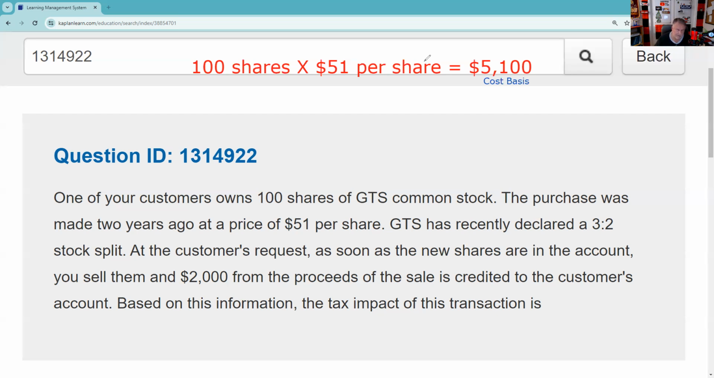And what you're hoping you have is more money in than out, right? So we should be looking for two things here: cost basis, when you turn the money into the investment, and sales proceeds, when you actually sell it. We don't know what's going on, but the first thing we do as a test taker is get my cost basis 2 years ago. It's going to be long-term, whatever it is, because it was 2 years ago. GTS has recently declared a 3-for-2 stock split. So now what we need to do is make the adjustment for that 3-for-2 stock split.